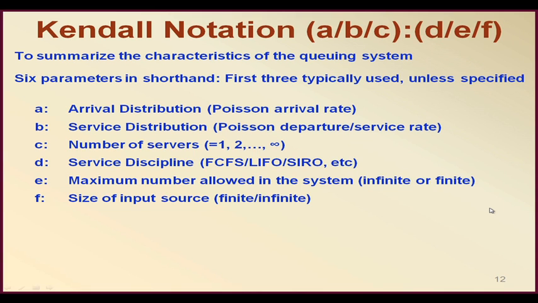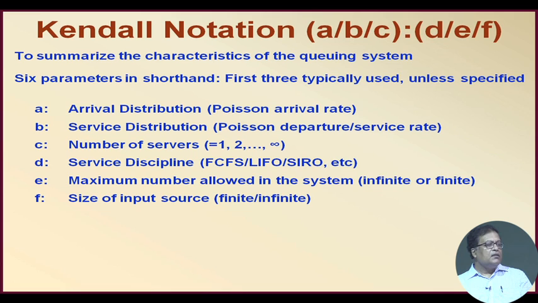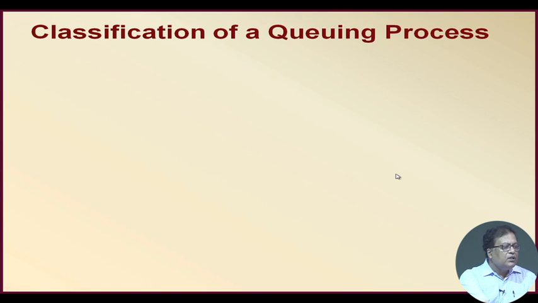To summarize the characteristics of a queuing system, there are 6 parameters in shorthand, written A, B, C, D, E and F. A is the arrival distribution, let us say Poisson. B is the service distribution, maybe Poisson departure or service rate, in other words exponential service time. C is the number of servers, 1, 2 to infinity. D is the service discipline, like FCFS, last in first out, service in random order. E is the maximum number allowed in the system, infinite or finite, and F is the size of the input source. This is Kendall's notation.